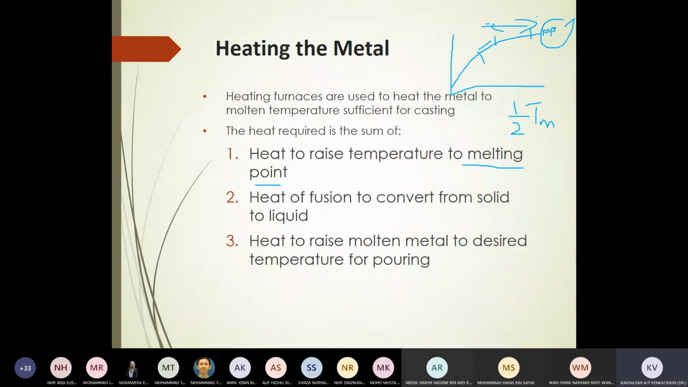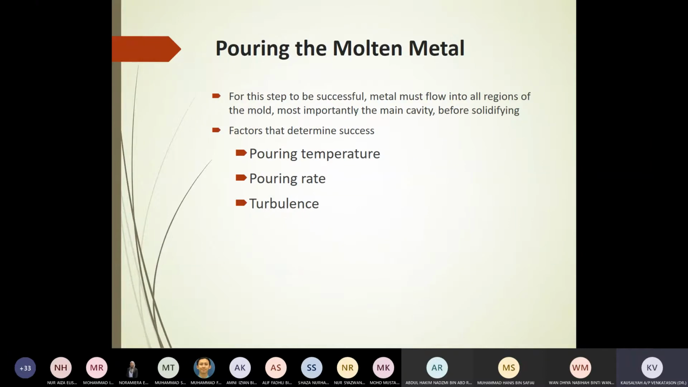The point is the complete shape, bonds, everything, they are broken in order to create the formation. So heat of fusion to convert from solid to liquid, heat to raise molten metal to desired temperature for pouring. So for this step, when we want to pour the molten metal, to be successful, metal must flow into all regions of the mold, most importantly the main cavity, before solidifying.